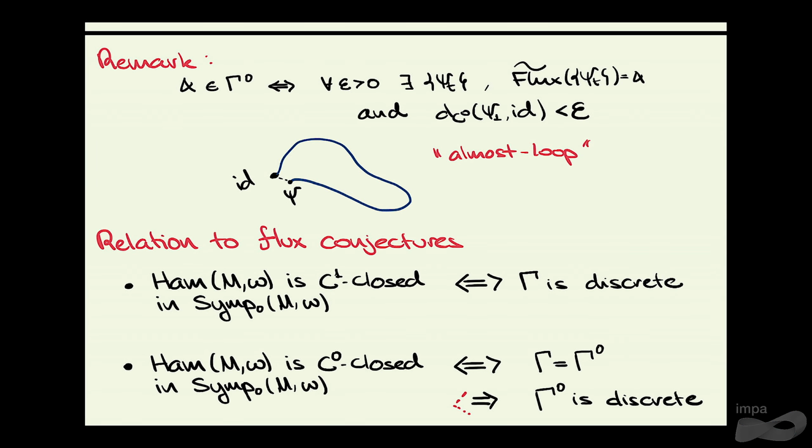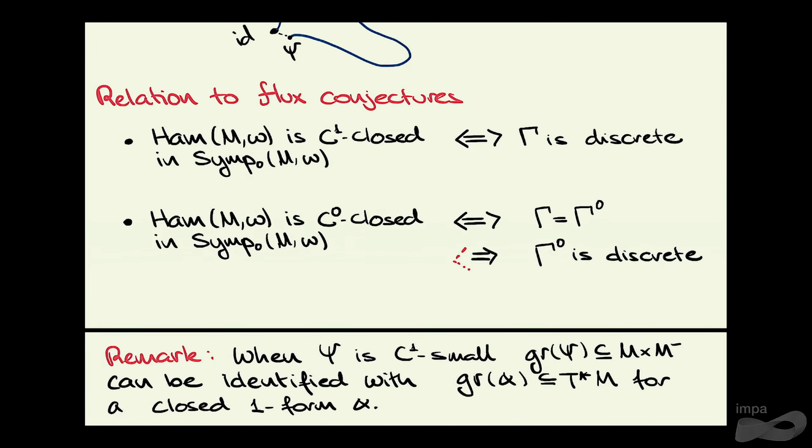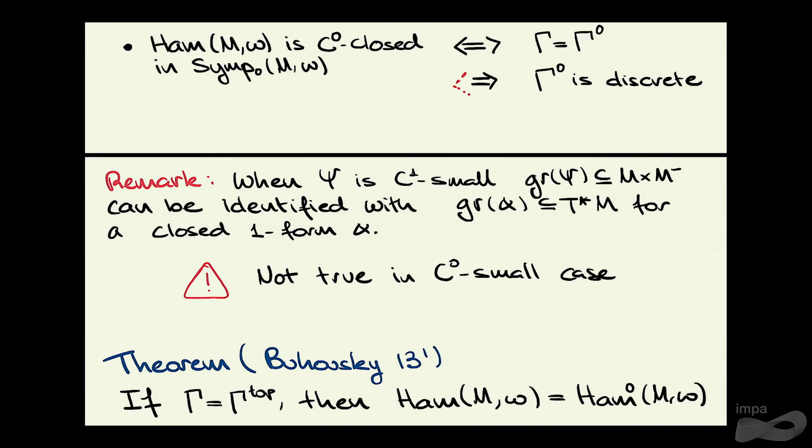And the reason why it's hard to show comes back to what I pointed out in the beginning. This equivalence comes from the fact that the graph of a C1 small symplectic diffeomorphism is identified with the graph of a closed one form. And this cannot be done in the C0 case. And that's where the distinction lies. But if you know that gamma 0 is discrete, that would already be a pretty good indication that the C0 flux conjecture is, in fact, true. Okay. This is what I just remarked.